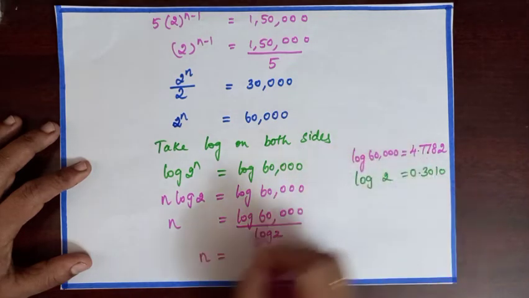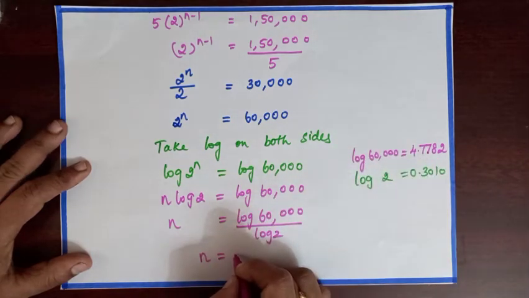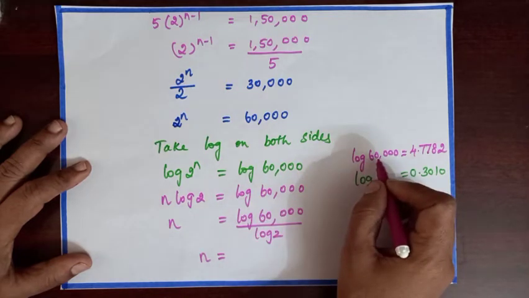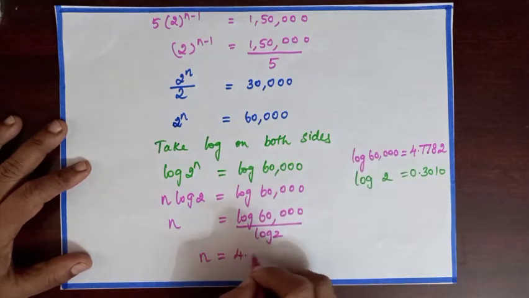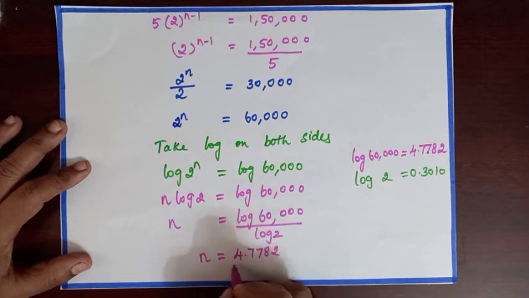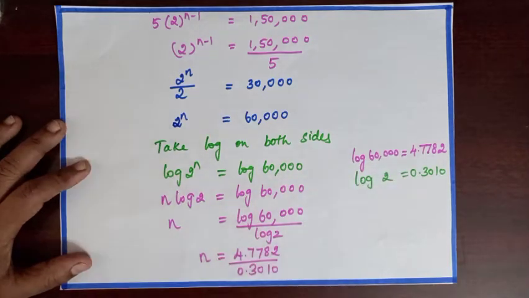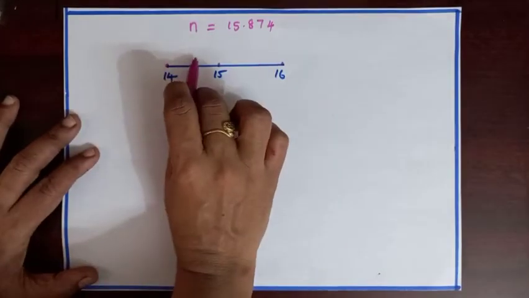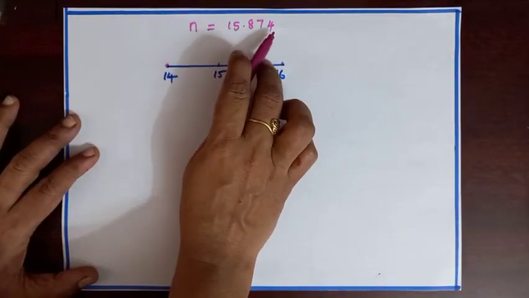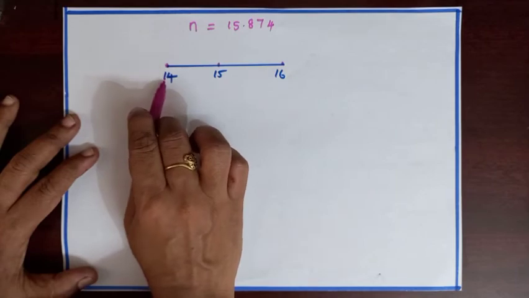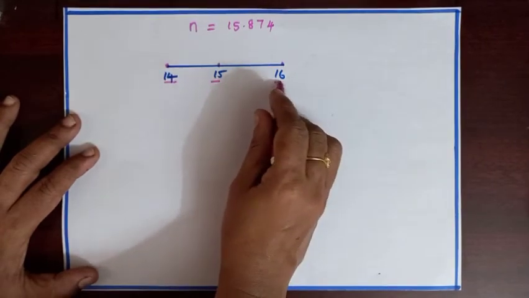The value of log 60,000, we need to use the log book to find. The value of log 60,000 is 4.7782, and the value of log 2 is 0.3010. So n is equal to 15.874.